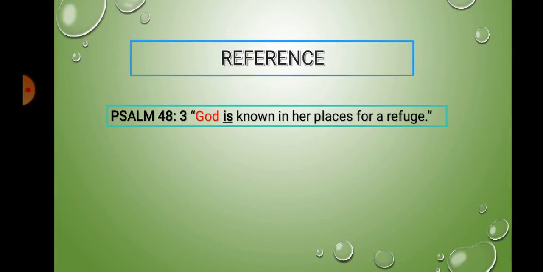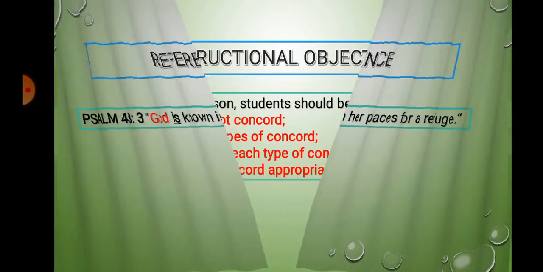God is known in our places for a refuge. The subject God is singular and thereby attracts the singular verb is. That is the rule of grammar.